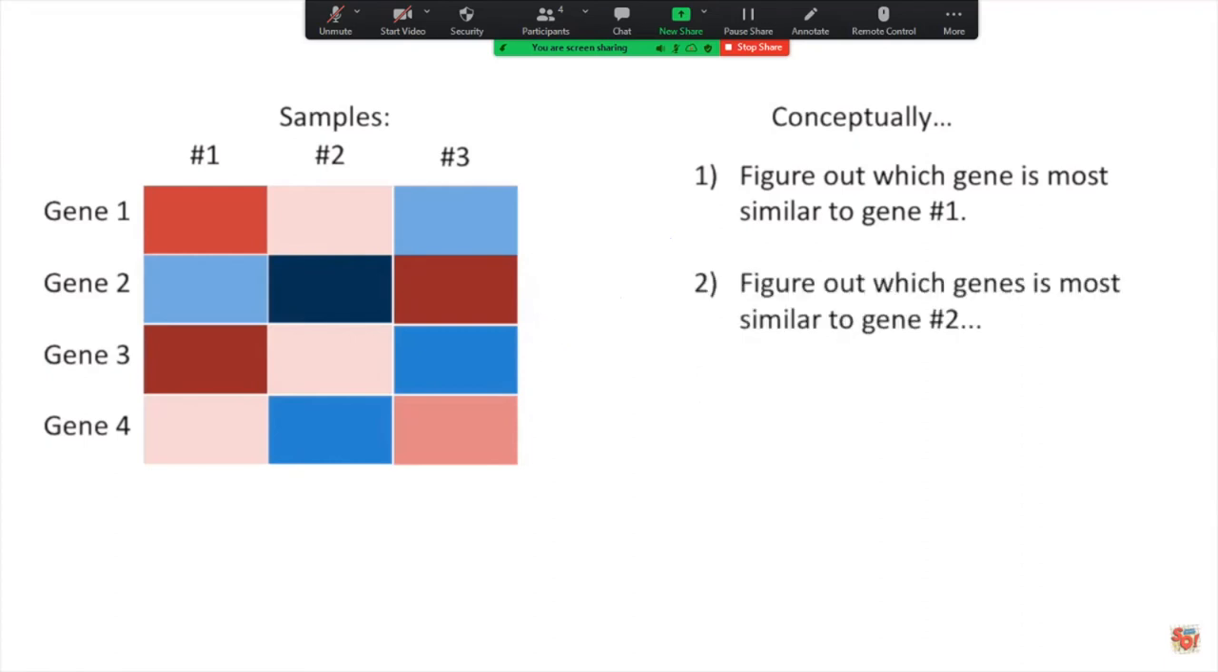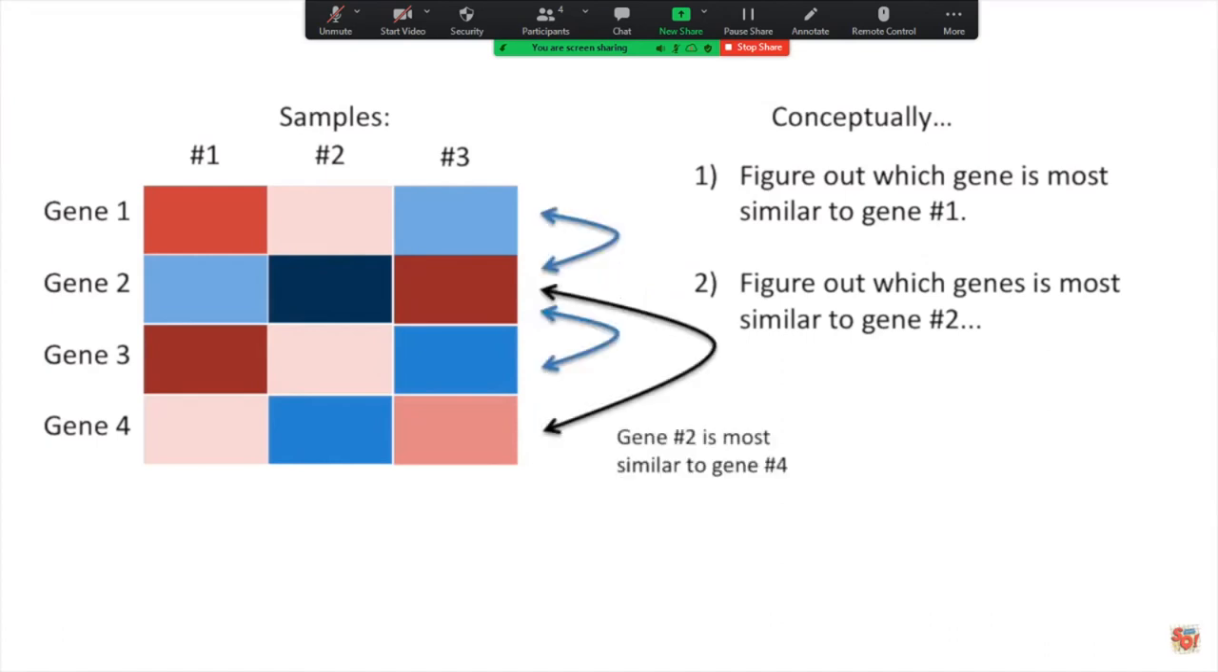So the second step is to figure out what gene is most similar to gene number 2. So we do all the comparisons and we see that gene number 2 is most similar to gene number 4.